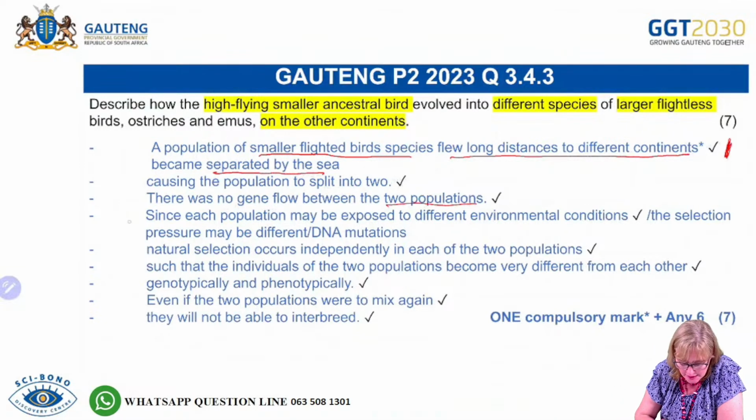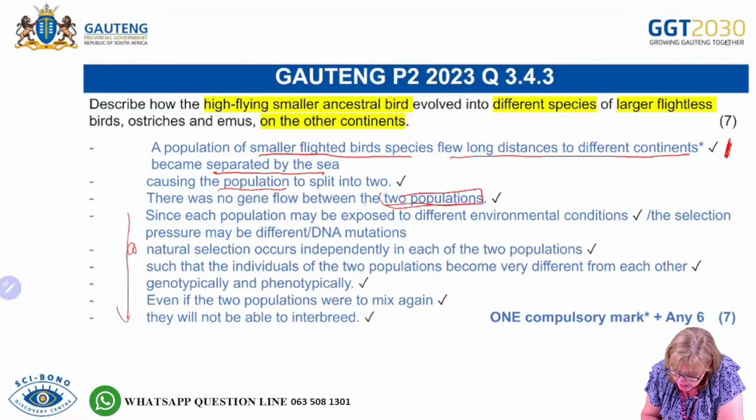The speciation is happening down here. Here's where the speciation is happening. You're already running ahead and you're losing marks. You have to talk about population. So remember that word, population. The population split into two populations, not species.